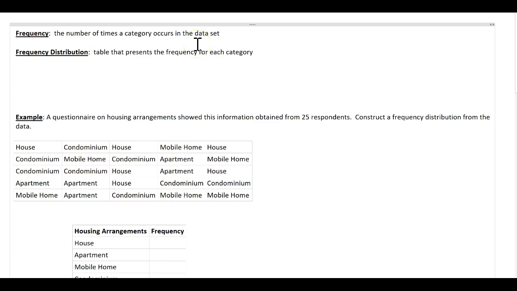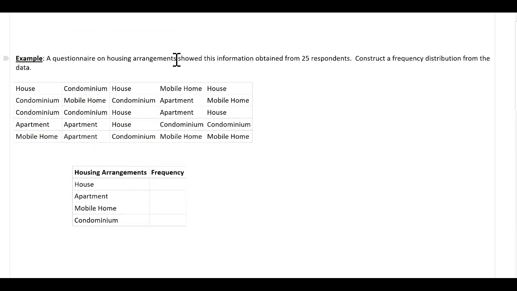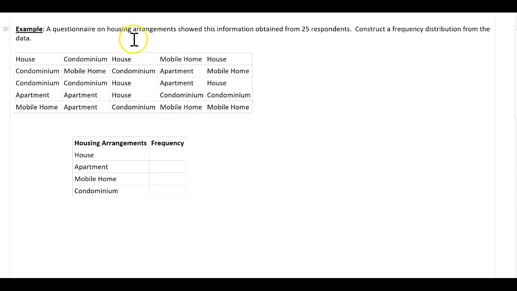How many blue eyes do we have? How many brown eyes do we have? How many green eyes do we have? Those are the frequencies. Now, like I said, a frequency distribution is a table that presents the frequency for each category. So let's look at this example. A questionnaire on housing arrangements showed this information obtained from 25 respondents. Create a frequency distribution from the data.